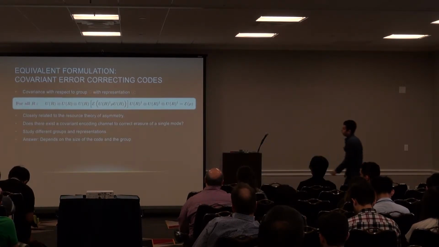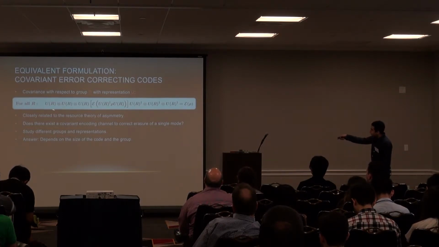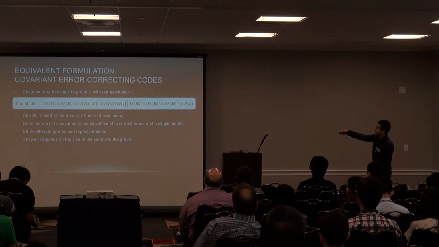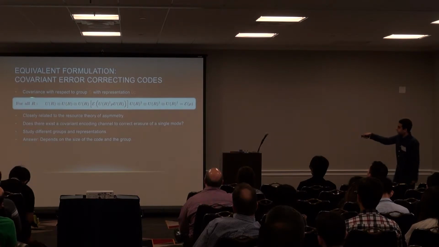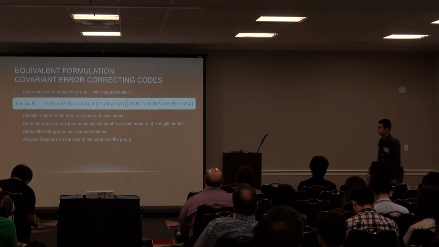So covariance is defined with respect to a group G and a representation U, and this thing. So if I have a channel, I define starting from here up to here is the rotated channel, is the definition of rotated channel. I don't know why I put tensor products here and not the tensor buffer, but this is the same rotated channel. And the condition is that for every R, this is equal to the original channel.